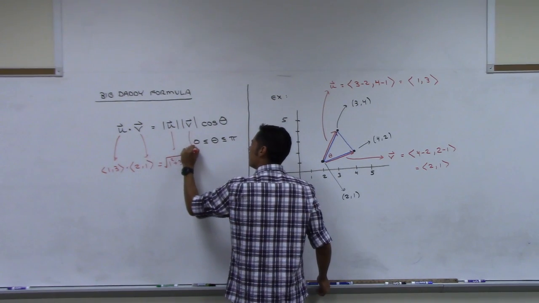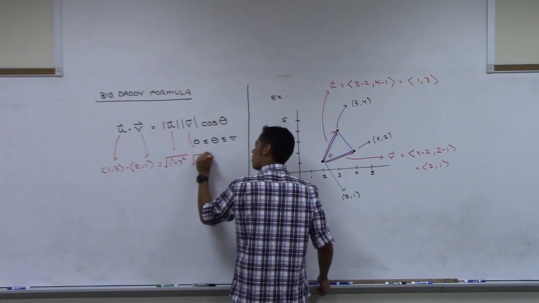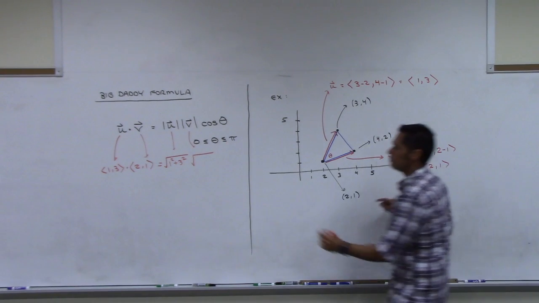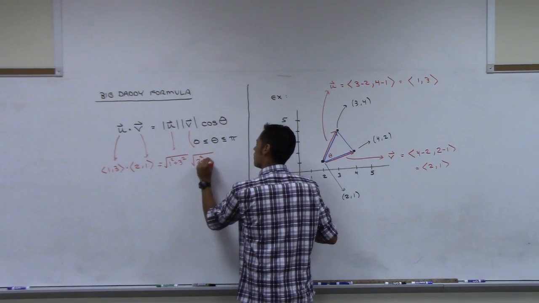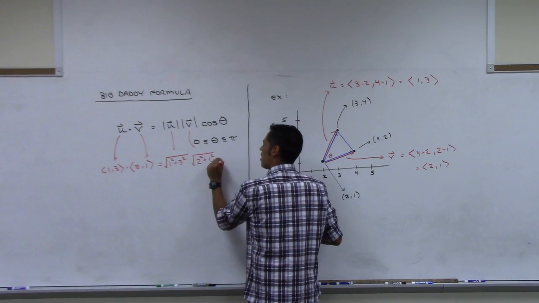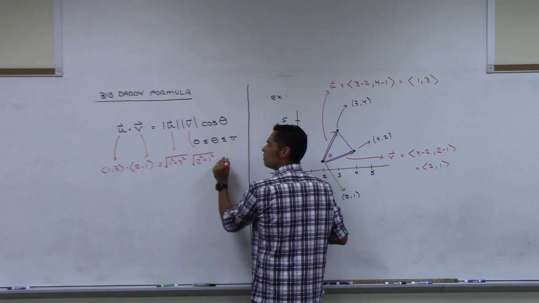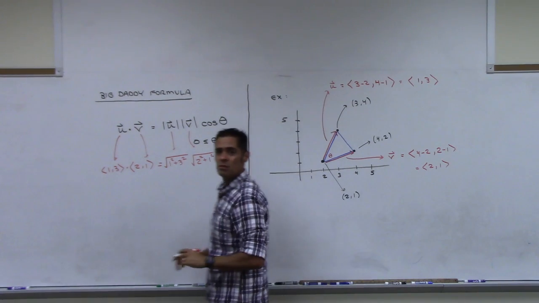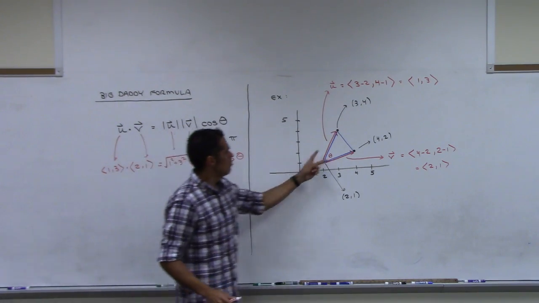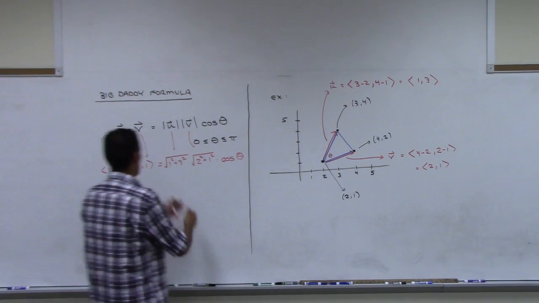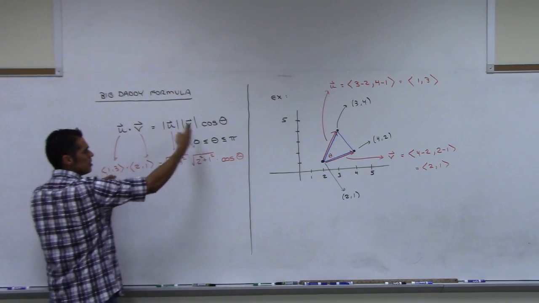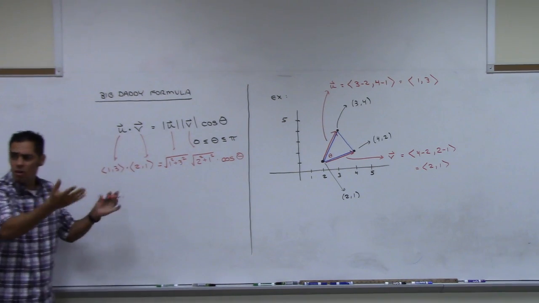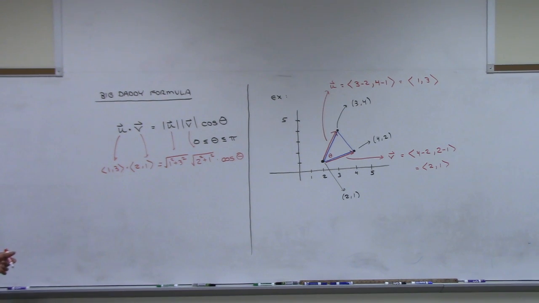What's the length of v? Square root of 2 squared plus 1 squared. And then times what? Cosine of theta, right? Aren't we trying to figure out what theta is? I'm trying to figure out what this angle is. And look at what I've done. I've filled out this equation. The only thing I don't know is cosine theta. So I'll be able to use an arc cosine at some point to figure that out.